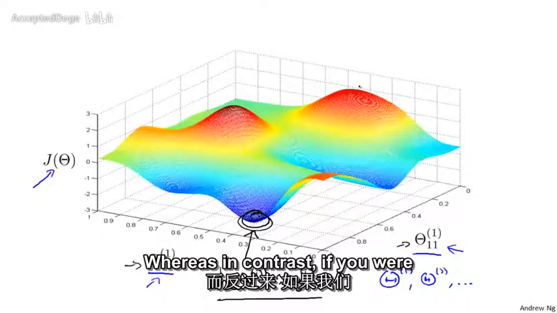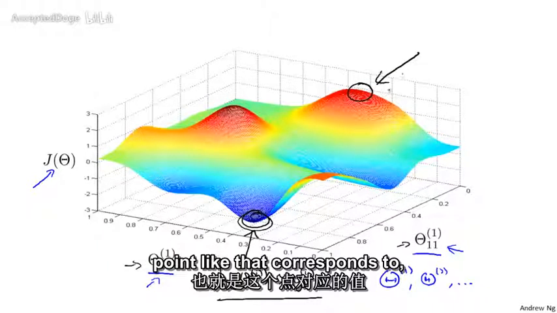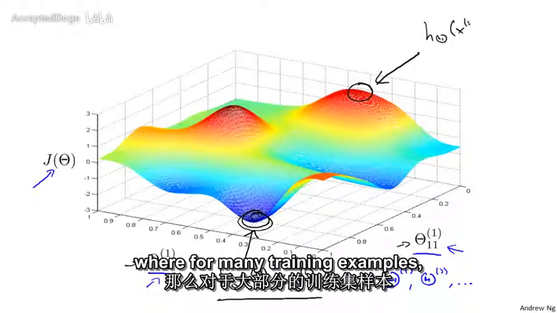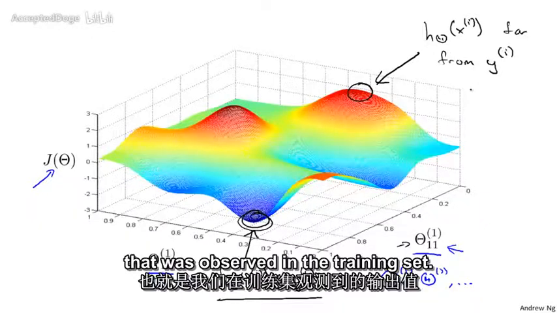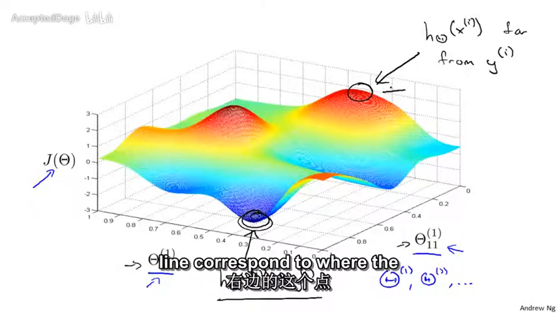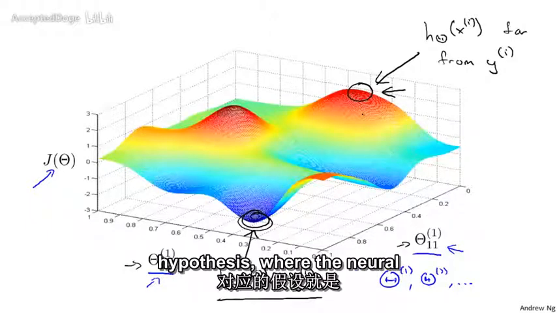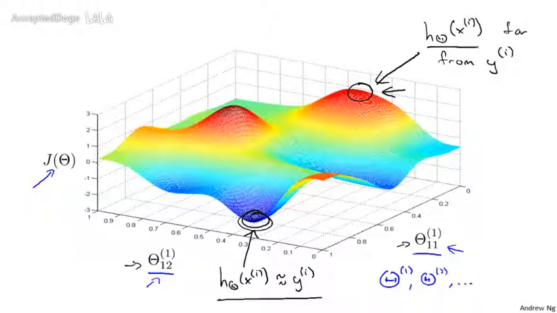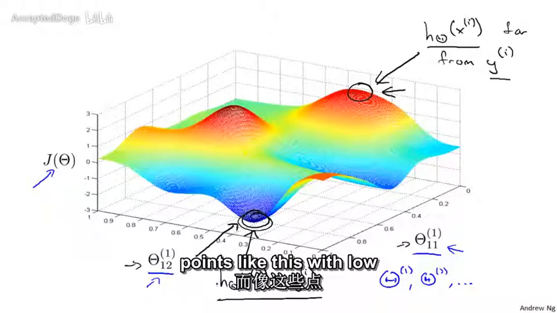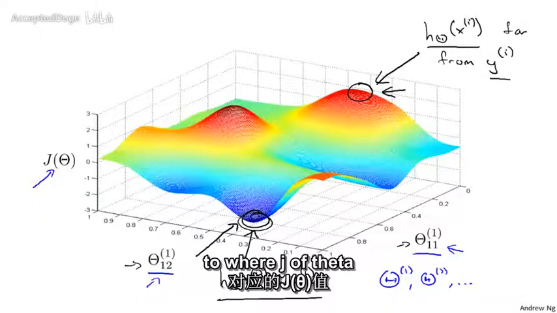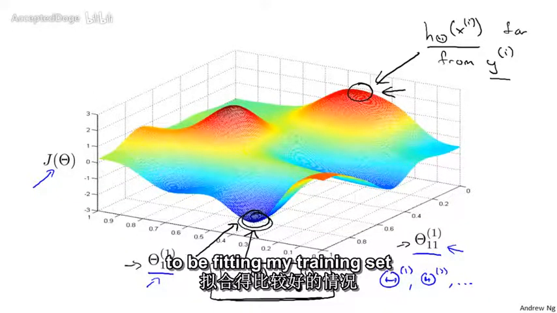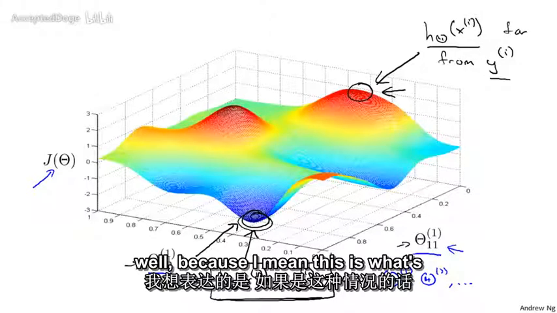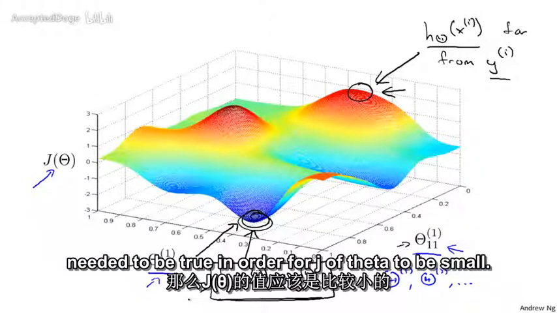Whereas in contrast, if you were to take a point like that, it corresponds to where for many training examples, the output of my neural network is far from the actual value y i that was observed in the training set. So points like this on the right correspond to where the neural network is outputting values on the training set that are far from y i, so it's not fitting the training set well, whereas points like this with low values of the cost function correspond to where the neural network happens to be fitting my training set well, because this is what's needed to be true in order for J of theta to be small.